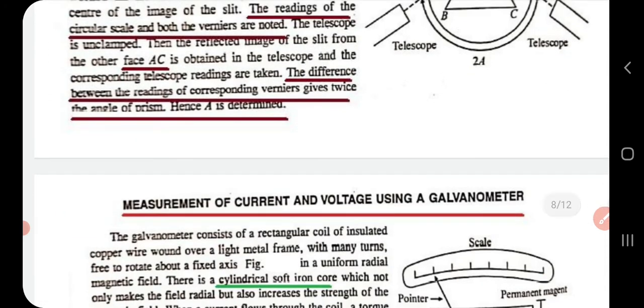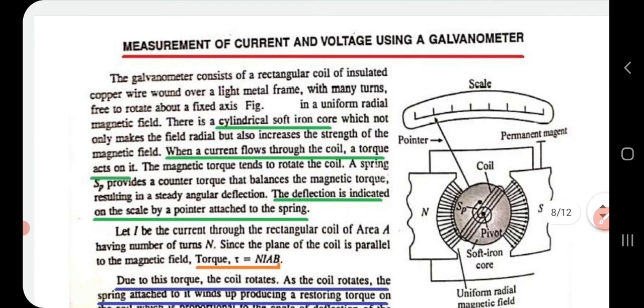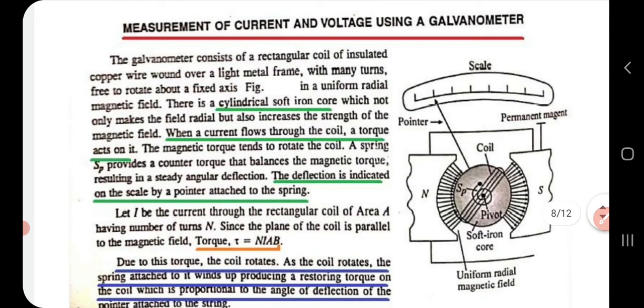So that's all about the instruments used for measuring angle. Next we will see the measurement of current and voltage using a galvanometer. Okay.